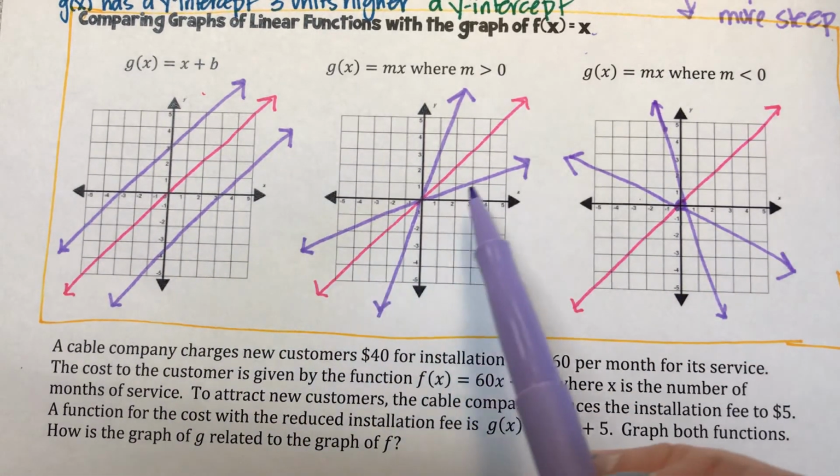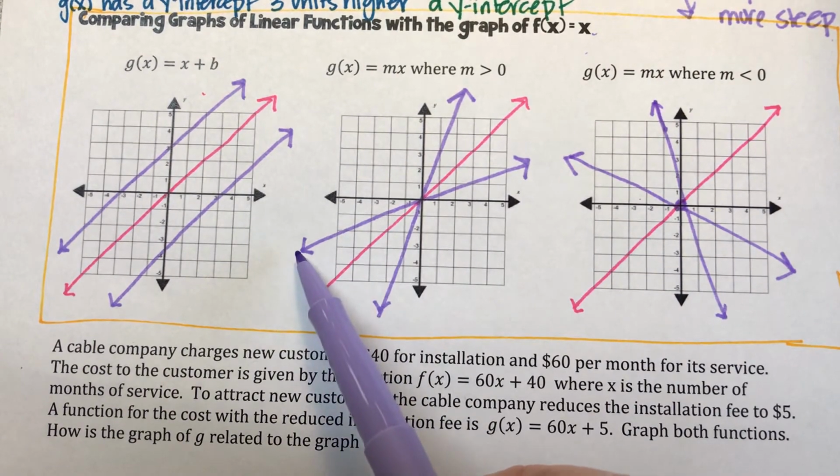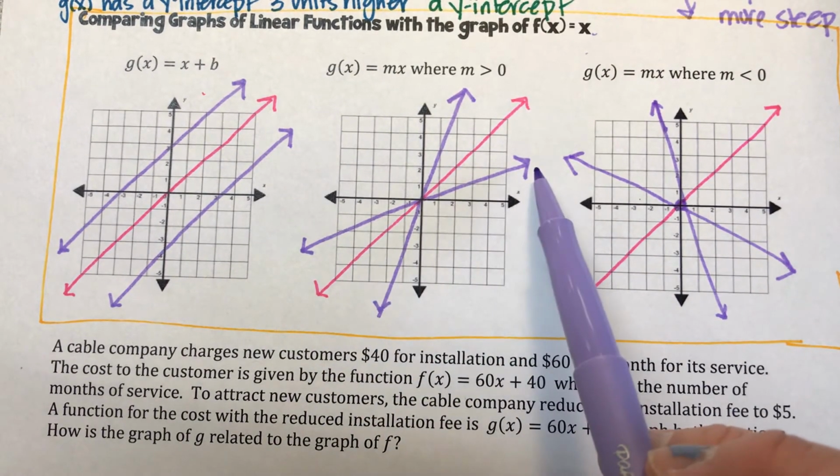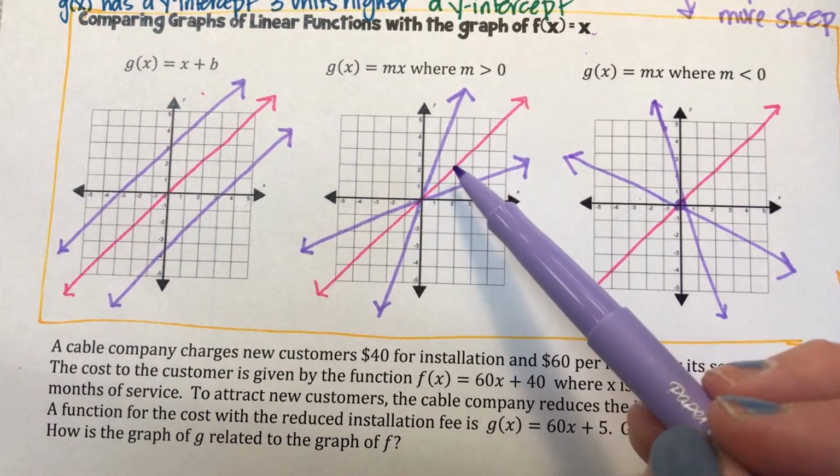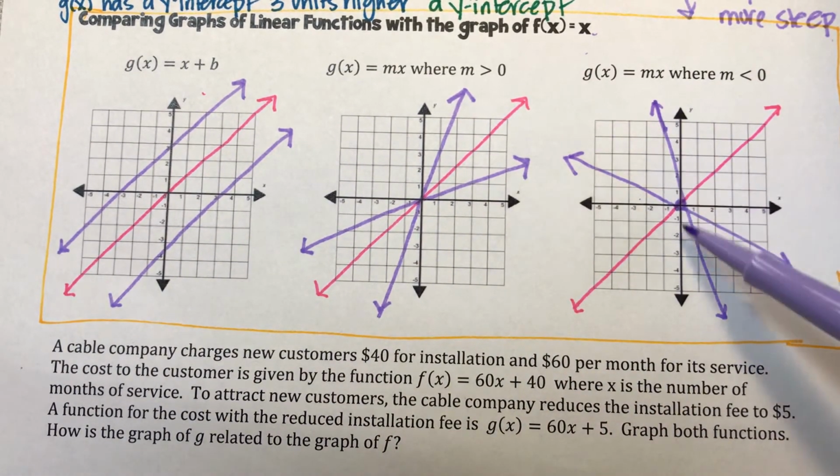Positive slope means it's either going to have a slope that's smaller than the parent function or greater, but it's always positive. Then negative, it could be more steep or less steep, but negative.